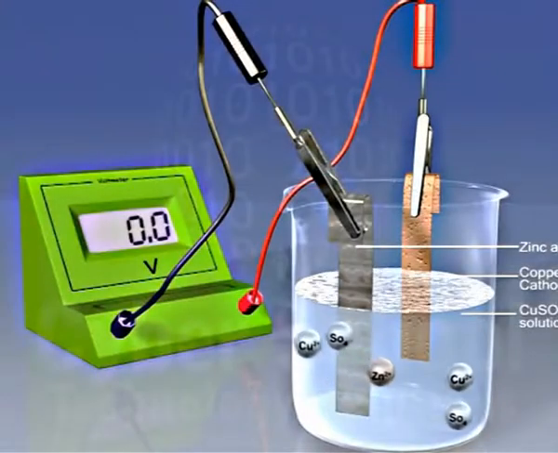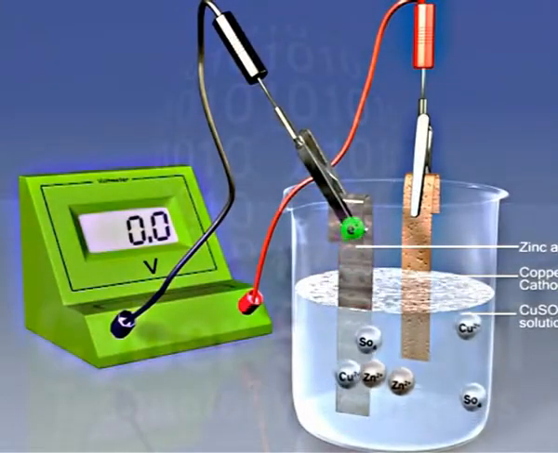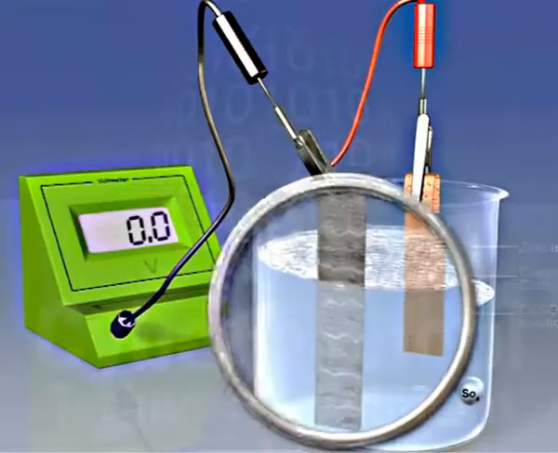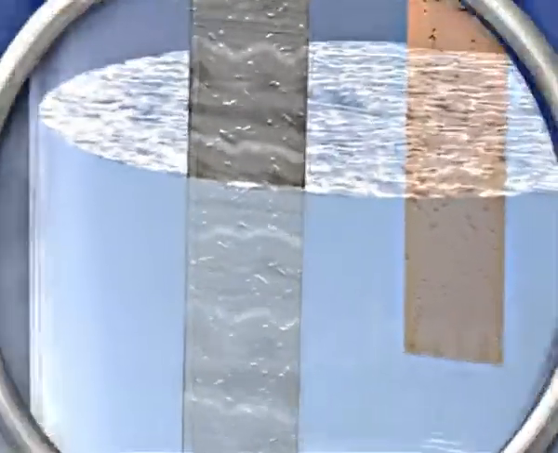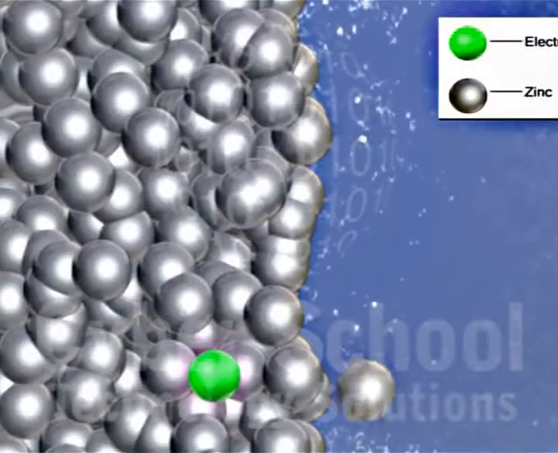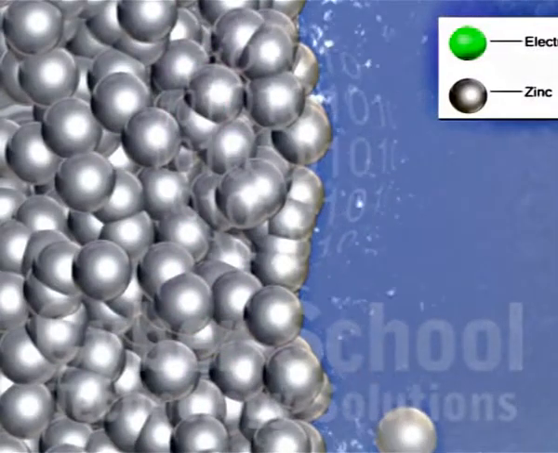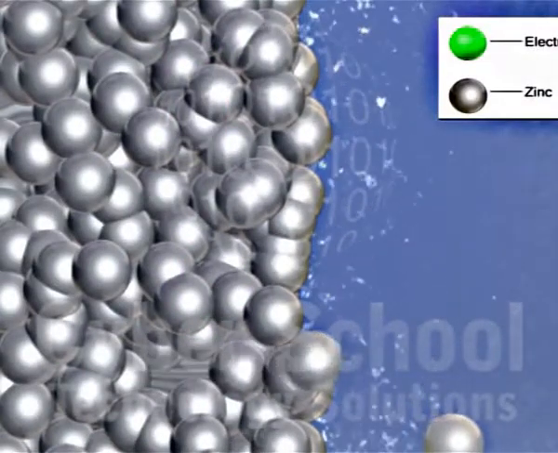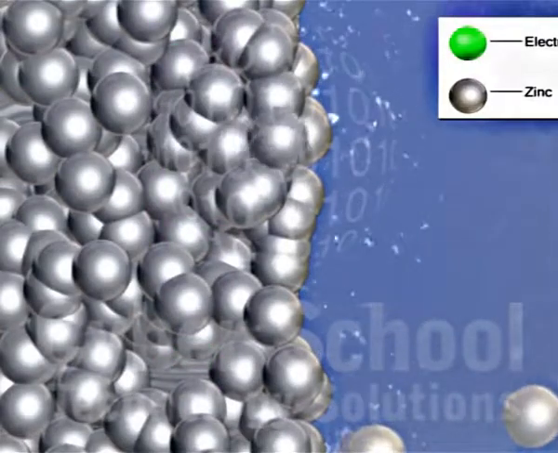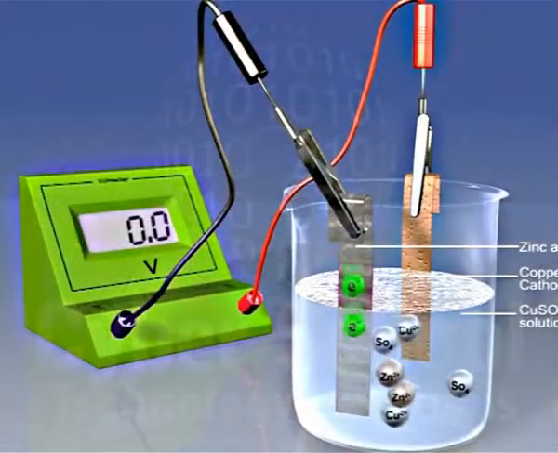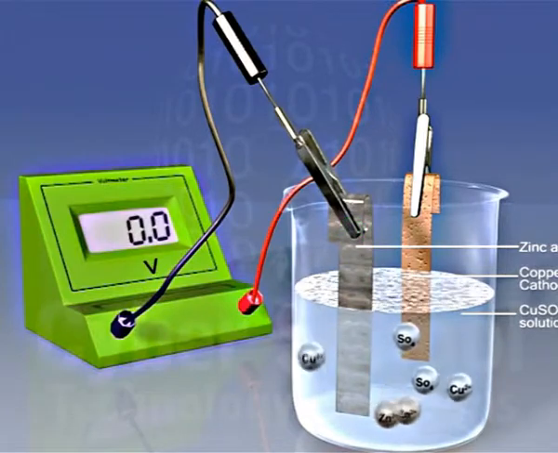In a galvanic cell, chemical energy is converted into electrical energy. A zinc rod is used as the anode, and the copper rod is used as the cathode, and copper sulfate solution as electrolyte. Zinc is oxidized and copper is reduced. The potential developed in this cell is 1.1 volts.